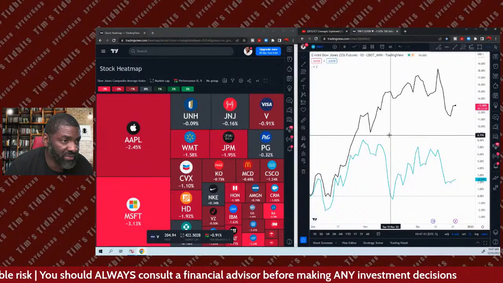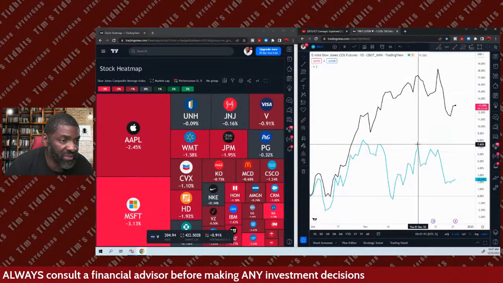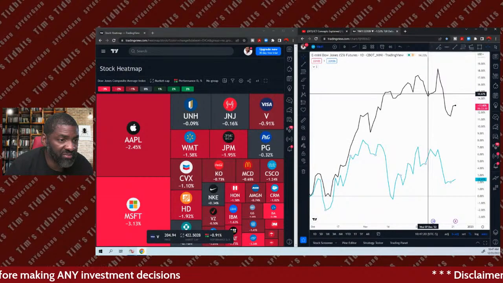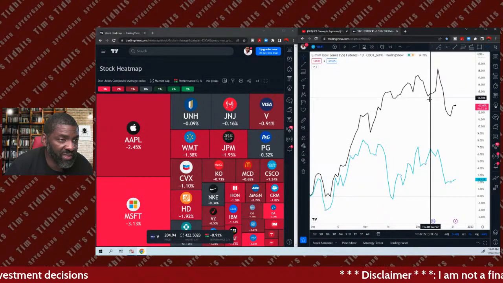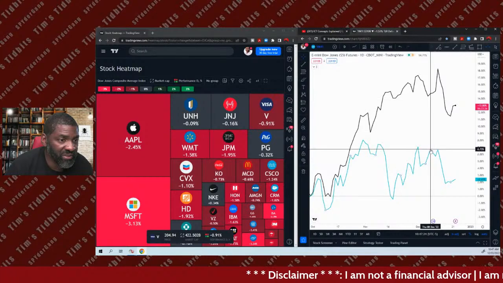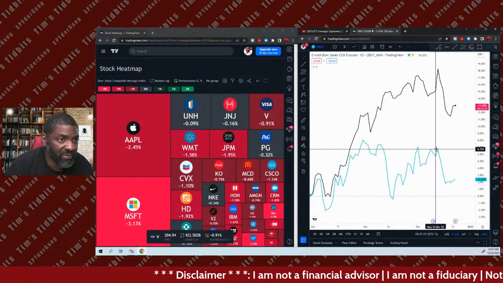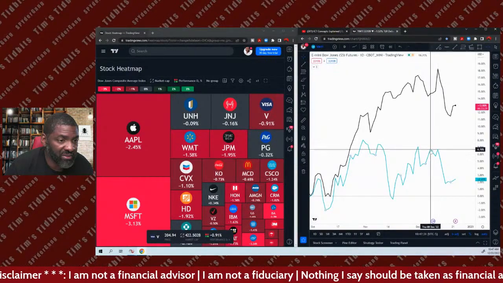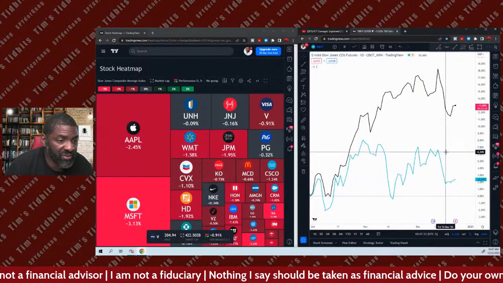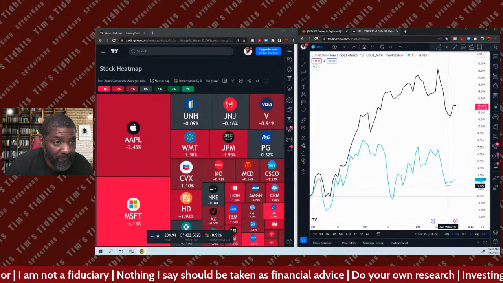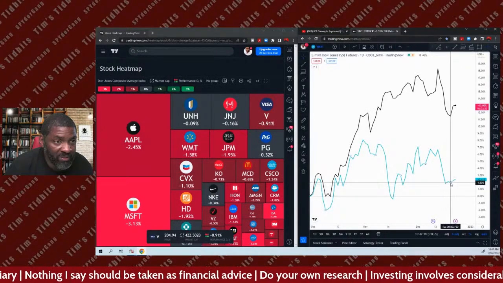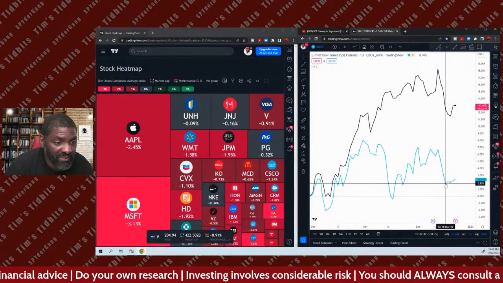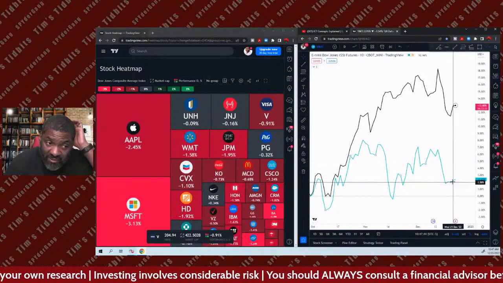Making highs from here, making highs, pulled back. That was some divergence there. Made a lower high there. They made a higher high. Then this had a spike up. Is this a sign of maybe getting weak? Got a lower high.